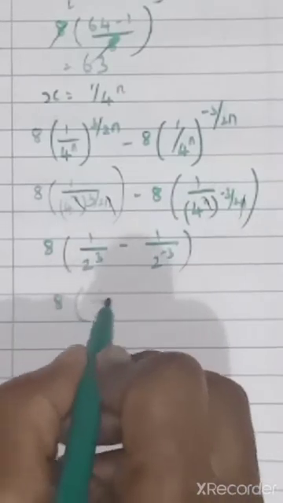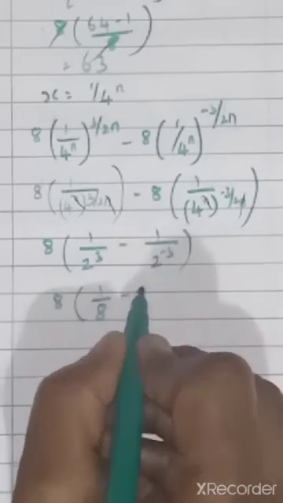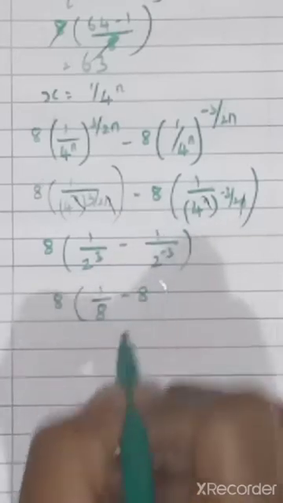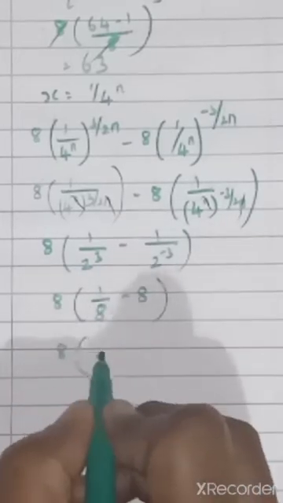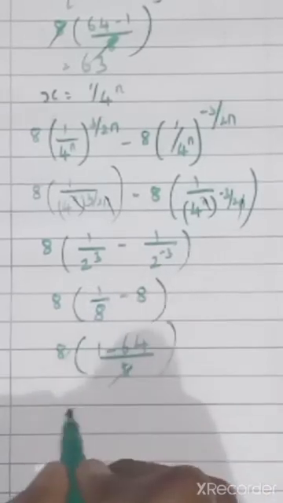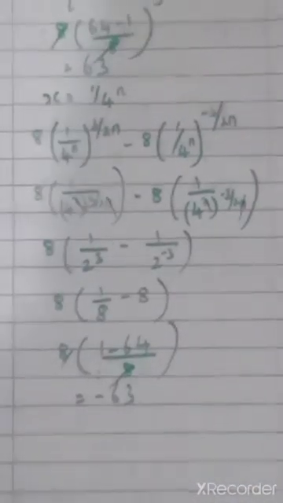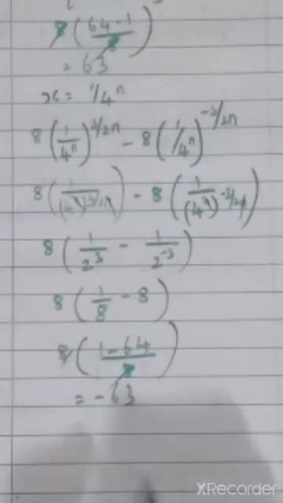So 8 into 1 by 8 minus, 2 2s are 4, 4 2s are 8. Here, since there is a minus, it will come up, that is 8. Again, if you do this, 1 minus 8 8s are 64 by 8, 8 will cancel. What answer are we getting? Minus 63. But what is given in the question? It is plus 63.